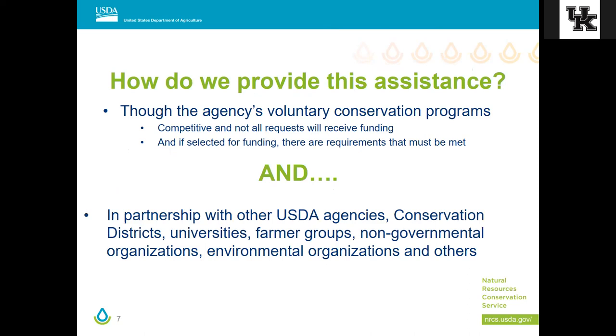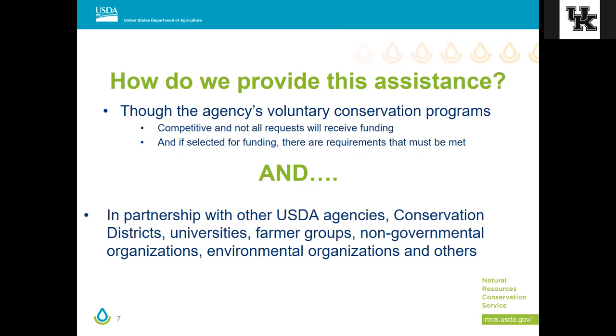So how do we provide that assistance? Through those programs that I mentioned, and I wanted to say that all of our financial programs are competitive. So just because you apply to us doesn't mean you receive funding. We actually evaluate all the applications we receive, and not all applications will be funded. If you are selected for funding, then we have requirements that must be met. So voluntary conservation, but once you decide to take our money, and you sign on the dotted line, there are requirements that you'll have to meet. We'll talk a little bit about some of those later.